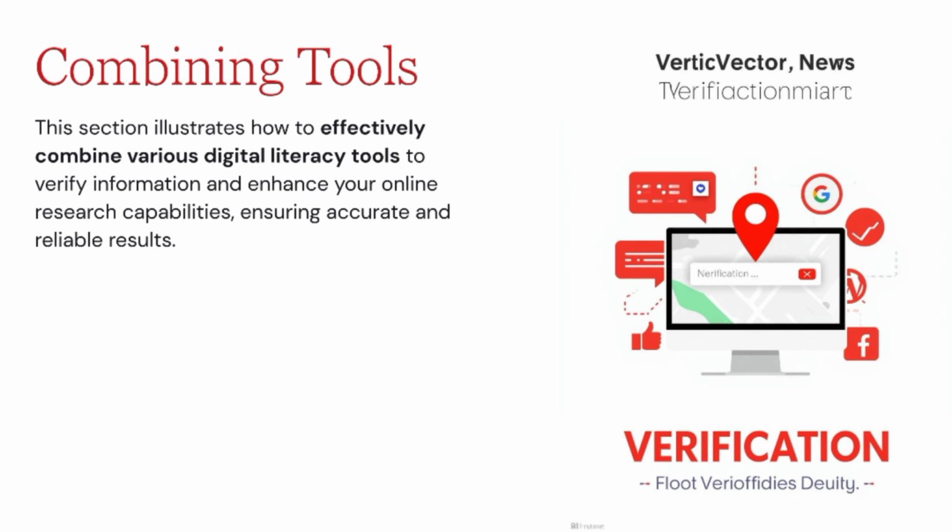Combining tools. The real power comes when you combine these tools. You might reverse search an image, check the website domain, verify the location on maps, and search social media for the original source, all within minutes. Verification is not about one tool. It's about using multiple tools together to build confidence in your findings.